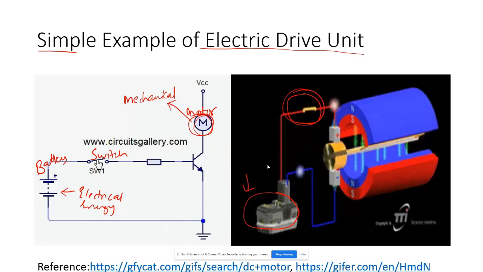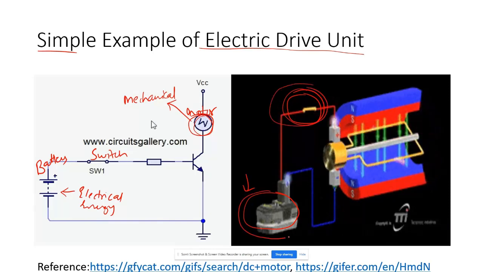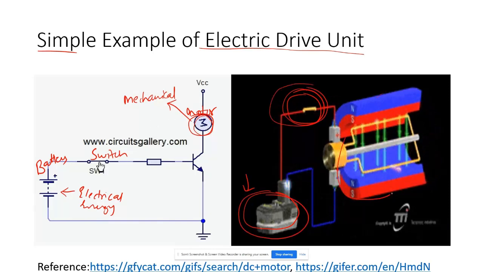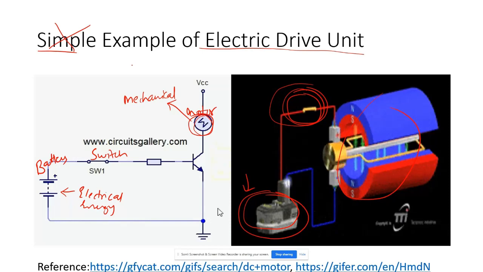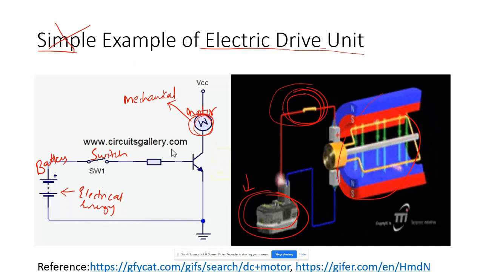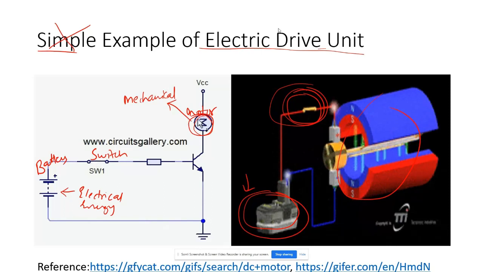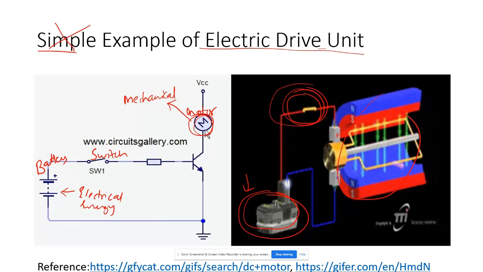Now the more elements you add, the more precise motors you take, the more complex the system becomes. That means it no longer remains a simple EDU. It becomes a complex EDU. So we will talk about it later. But as of now I wanted you to understand what an EDU is. So in short, an EDU has a battery, a switch, and a motor.